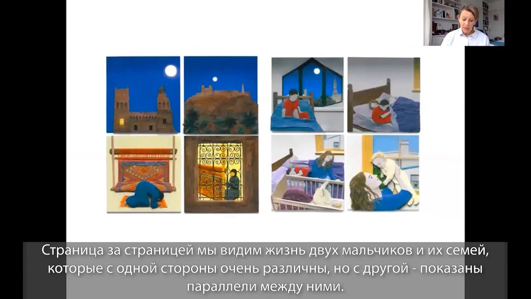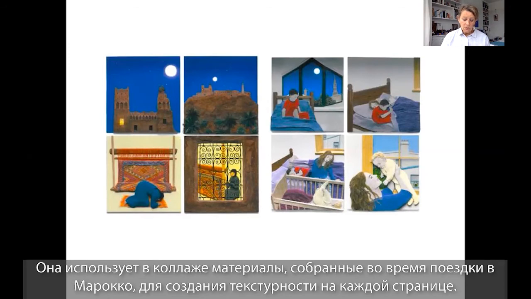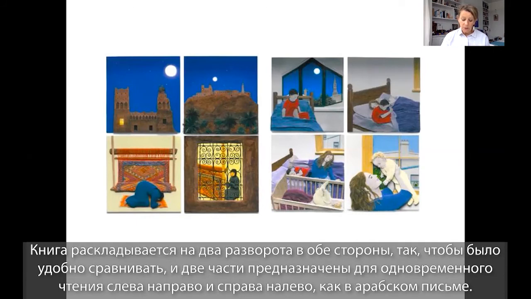Page by page, we see the lives of 2 boys and their families, which on one level are very different, but she shows the parallels between them. The exploration of lifestyles, landscapes, clothing, etc. show us that families, wherever they are, have the same needs. They mirror each other. She uses collage materials collected during the trip to Morocco to create the very textured feel of the pages in the book. It opens out both ways so the pages can sit side by side for comparison, and the 2 parts are designed to be read simultaneously, one from the left and one from the right, as the Arabic script would be.